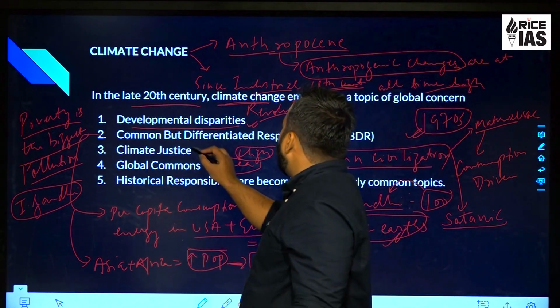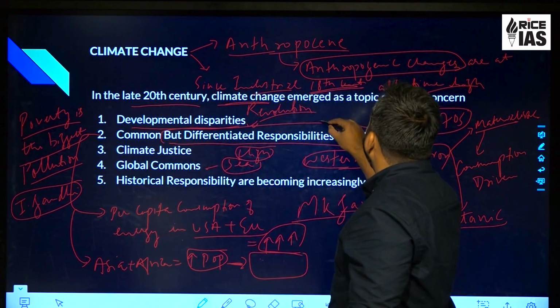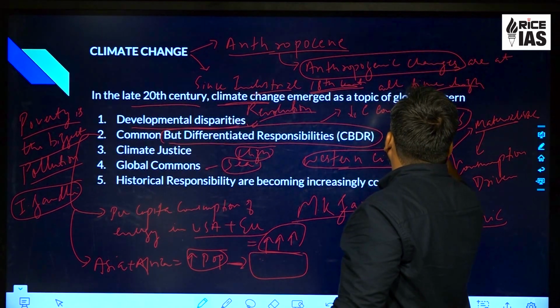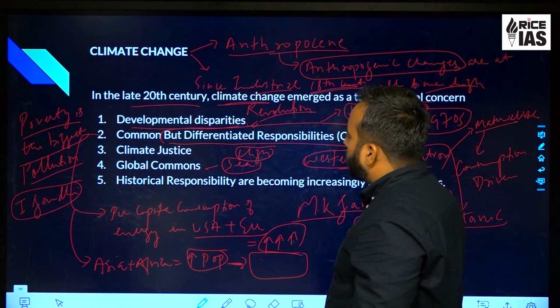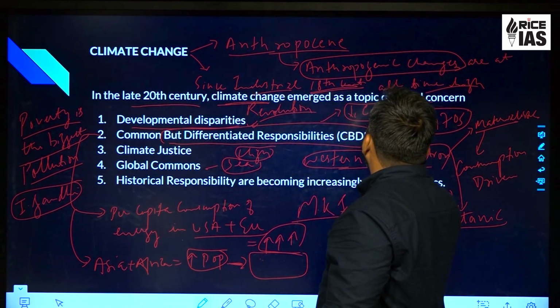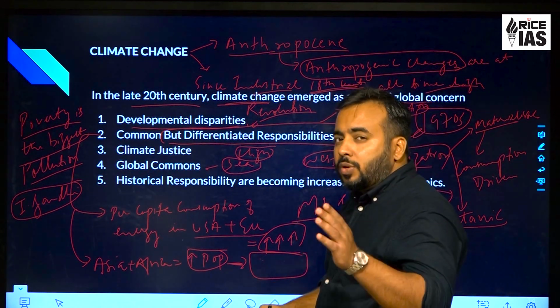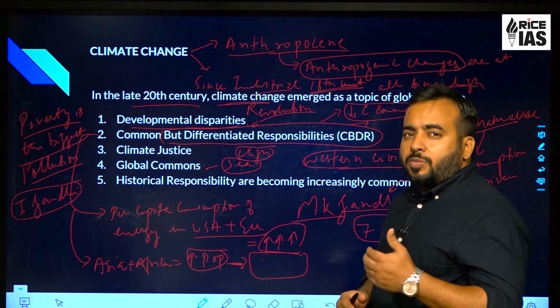So we need common but differentiated responsibilities when it comes to reduction in carbon consumption, low carbon consumption. We need to balance the Asian and African growth also. So we'll keep on consuming. India will keep on consuming coal for the next few decades before it phases out coal and switches to unconventional and renewable sources of energy.